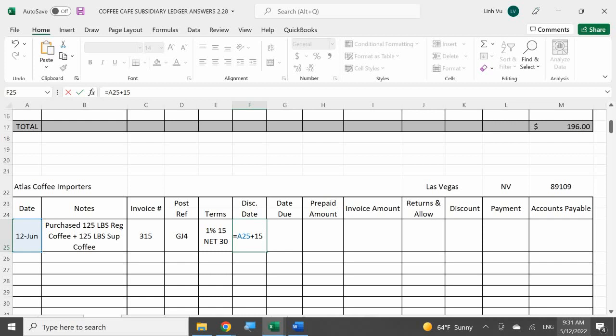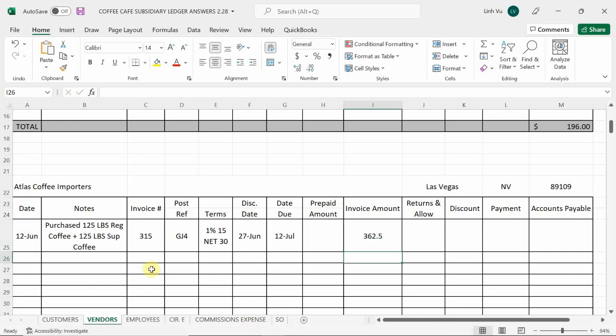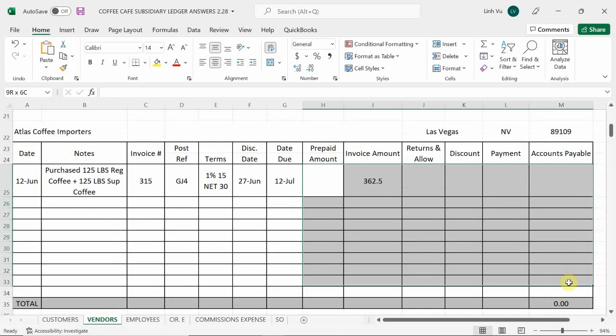The 27th of June, right? If not, the bill is going to be due on the 12th of July, 30 days, which is exactly a month. So again, no prepayments I made. However, I end up receiving the bill for $362.50. And I chose not to pay today. I'm going to take advantage of the terms and pay it later.